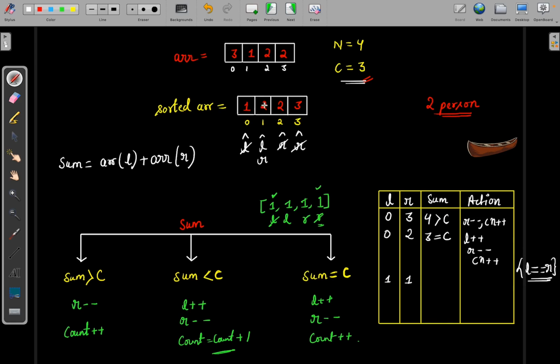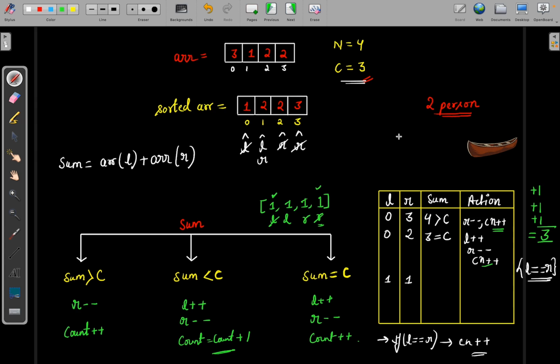But still we have one weight left. So what you can do, in the last, is put one condition: if L is equal to R, do count plus plus. So here you can see how many counts we get. This is 1, plus 1, then here we got plus 1 and here we got plus 1. So the total is 3. The total number of boats we want is 3.